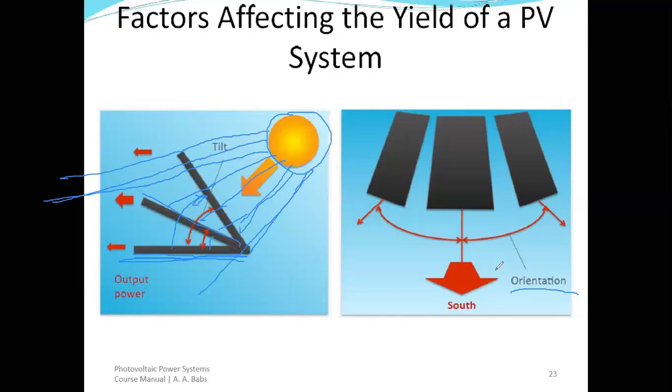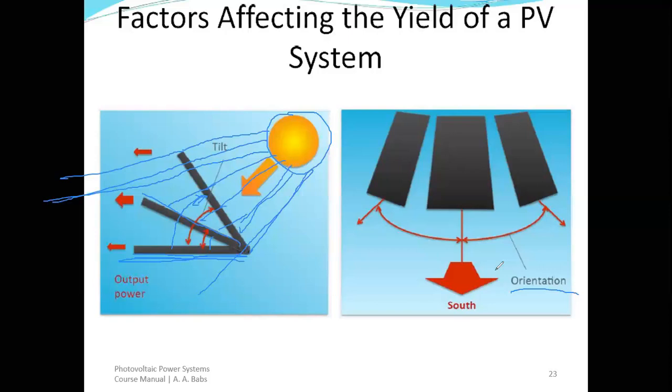Now, the orientation talks more about the direction of the PV. Is the PV facing south? Is the PV facing north? Is it facing east, or is it facing west? Or is it facing northeast, northwest, different directions? We could have different orientations for different kinds of installations. So the orientation talks about the direction of the PV system, while the tilt angle talks about the inclination of the PV system. The standard orientation for optimal performance for a PV system located in the northern hemisphere.